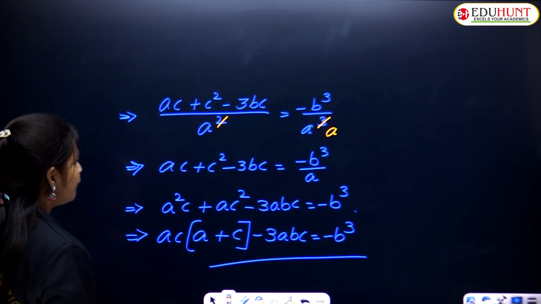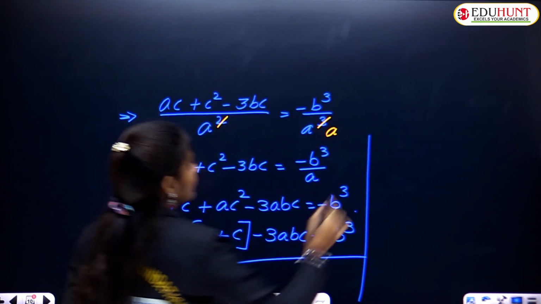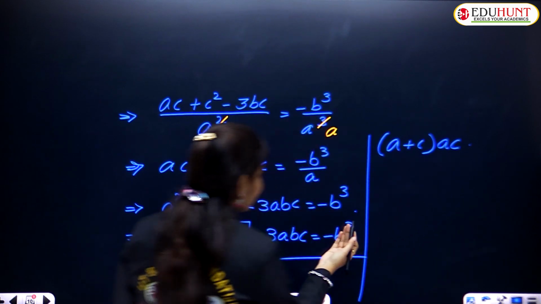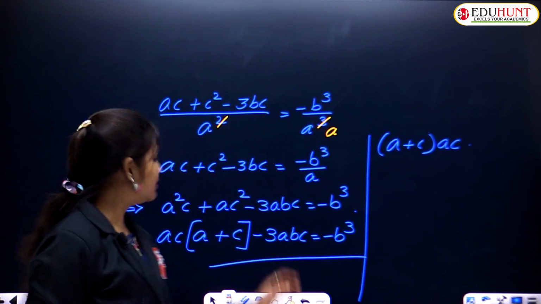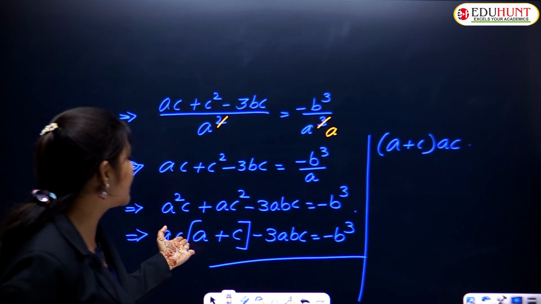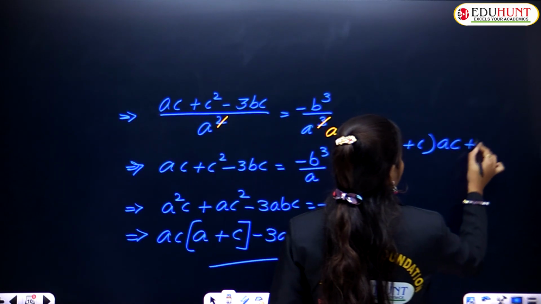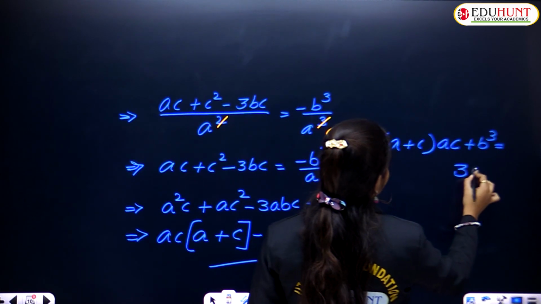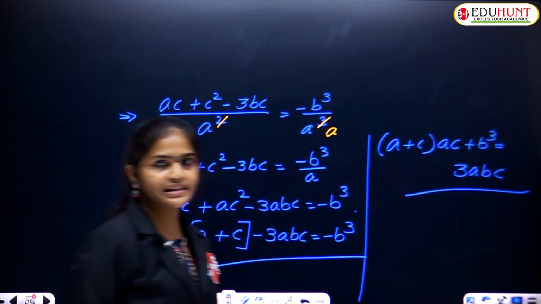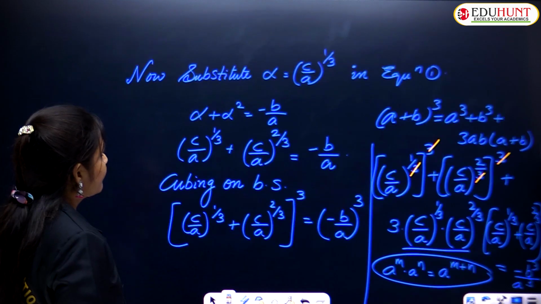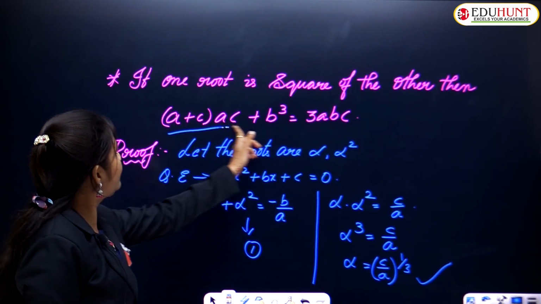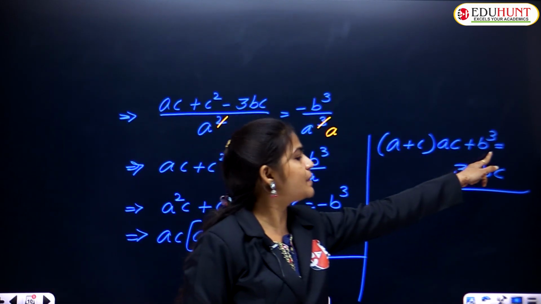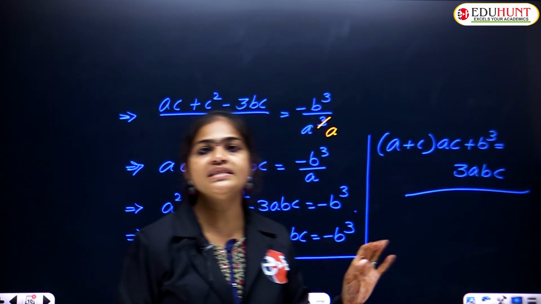Okay, so see here, from this one, a plus c into ac, and minus b cube is there, no? So transform it to the LHS side, and we will get a plus c into ac plus b cube, which is equal to minus 3abc, which becomes plus 3abc. That's it. This is the condition we got here. See here, a plus c into ac plus b cube is equal to 3abc. So this is the condition.